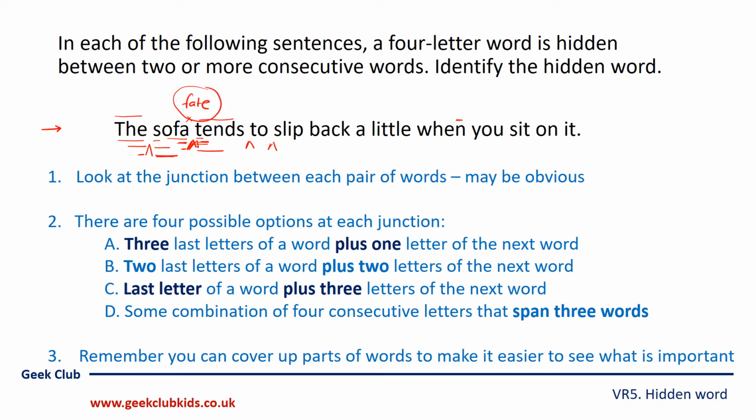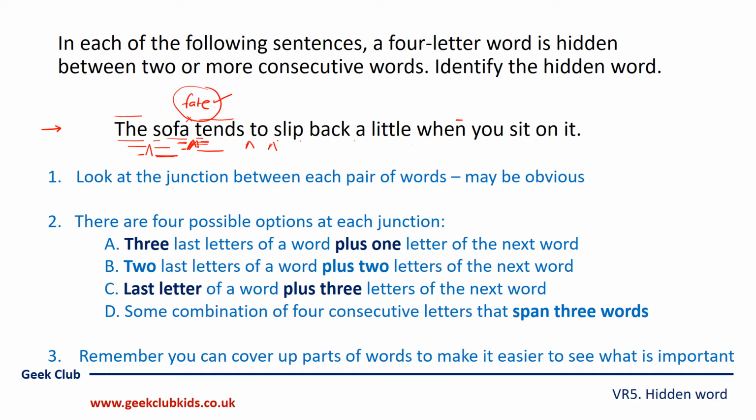Now with these questions, there will only be one four-letter word that you need to find. So if you find a four-letter word and you are very confident that it is a real word, then you can stop and you have got your right answer. But if you're not sure, then make a note of the word you think may be real, but then systematically carry on and check every junction. Then you can go back and look at the words you found and decide which one is probably the genuine word.